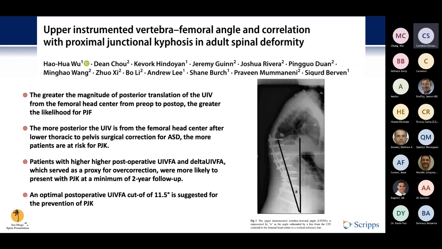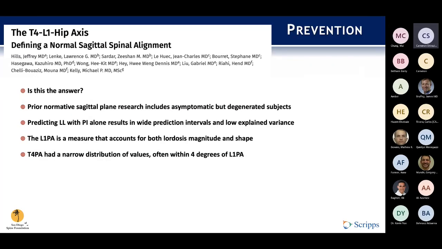Patients with higher postoperative UIVFA and delta UIVFA, which is a way to look at overcorrection, were more likely to present with PJK at a minimum of 2 years. And so they come to an optimal postoperative UIV FA cutoff of 11.5 degrees for prevention of PJK, when you're trying to find a set number from that study.